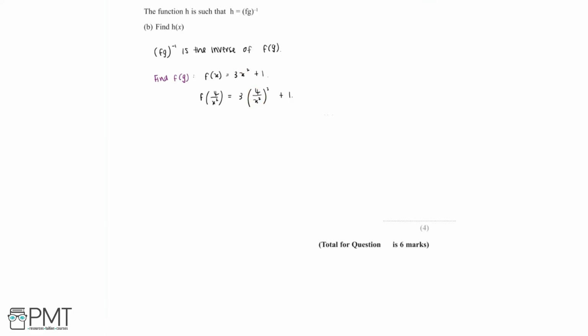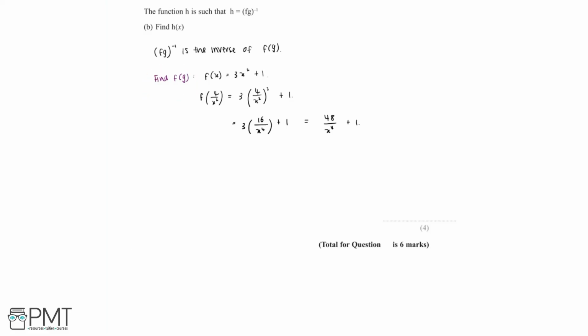Now let's begin to simplify. (4/x²) all squared would be equal to 16 over x to the power of 4. And so f(4/x²) would be equal to 3 multiplied by 16 over x to the power of 4 plus 1. 3 multiplied by 16 is equal to 48. And so 3 multiplied by 16 over x to the power of 4 is equal to 48 over x to the power of 4. And so we can say that fg is equal to 48 over x to the power of 4 plus 1. And so we've now found the value of fg.